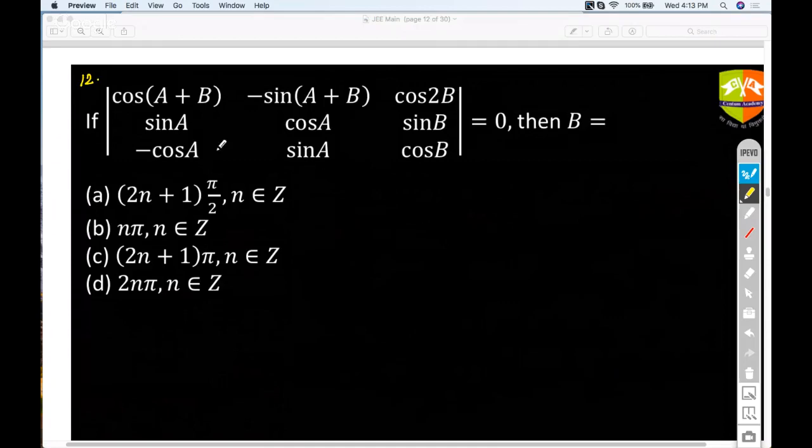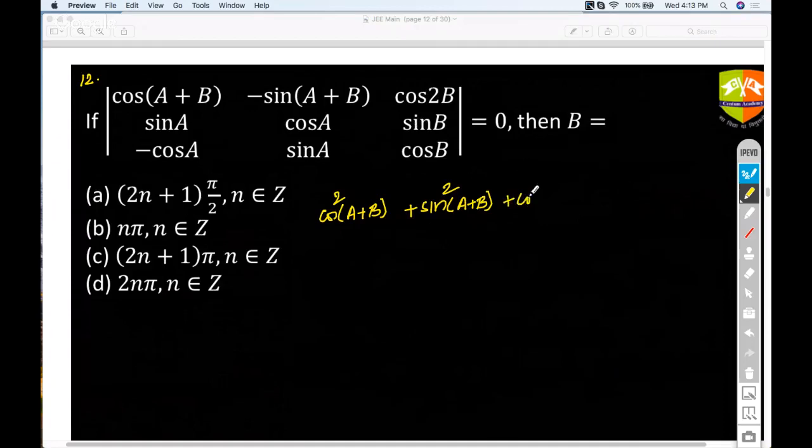Okay. So let's expand this first. When you expand it, you get cos(A+B) times (cos A cos B minus sin A sin B), that is again cos(A+B). Then you get sin(A+B) times (sin A cos B plus sin B cos A), which is again this.